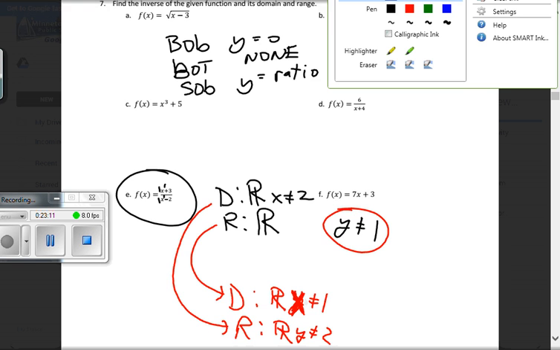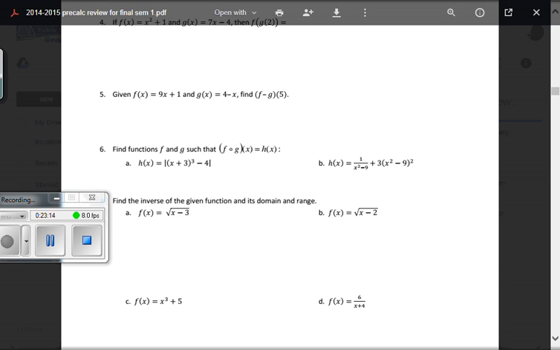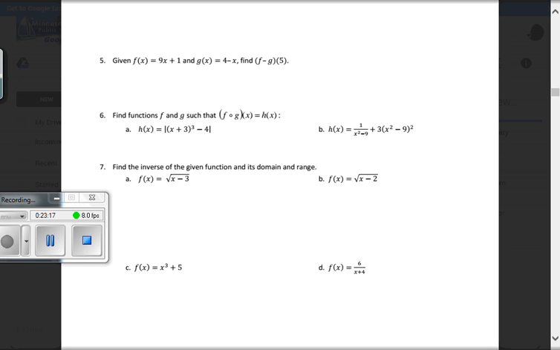Everybody, please look at 6A. Find functions f and g such that f of g of x equals h of x. They're saying, here's the answer, and what were f and g? If this is the answer, the combination of the two of them, where one was in the other, what are f and g? That's what they're really asking. So now, that's called decomposition.